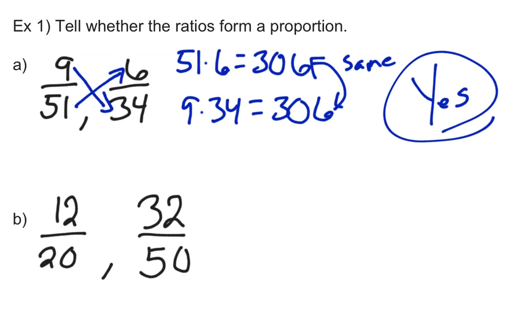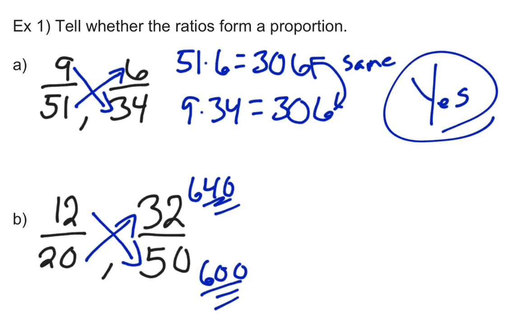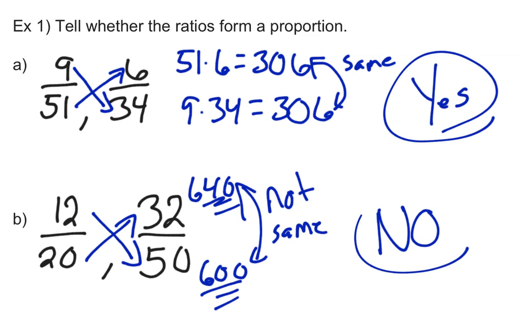Okay, next problem. Part B you should have done also. Again, we're going to multiply the cross products, so we're going to do 20 times 32, which gives me 640. Then I do 12 times 50, which gives me 600. So in this case, they are not the same. And because they're not the same, these two ratios are not equal to each other, so my final answer is no. As I said before, our final answers are yes or no answers, but I do want to see these numbers here. If you tell me what the cross products actually equal, that's proof enough for me that you multiplied the cross products and either yes, they ended up being the same, or no, they didn't.